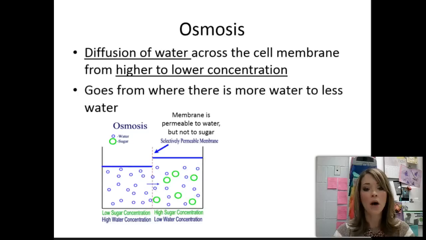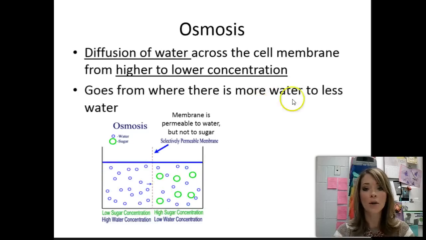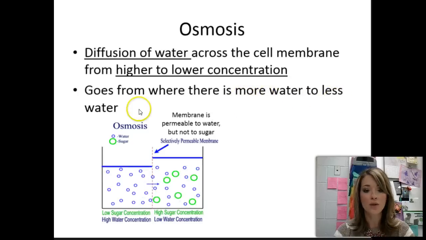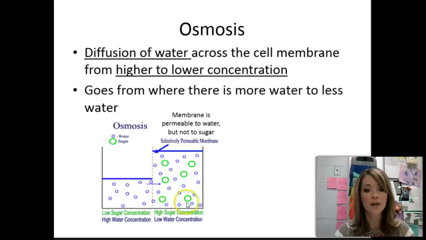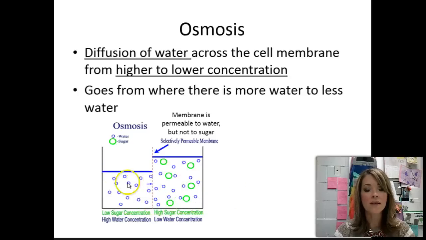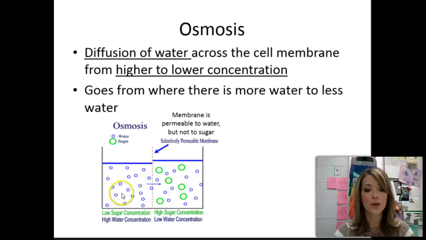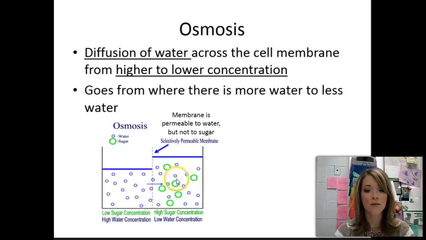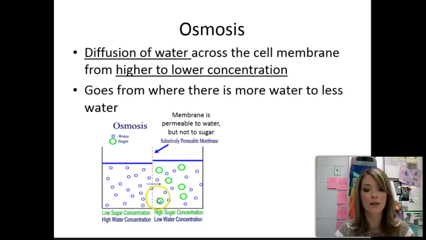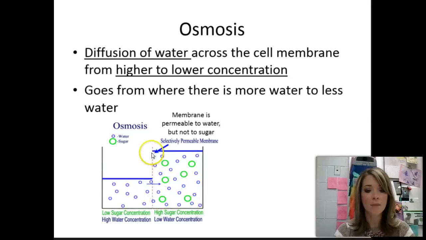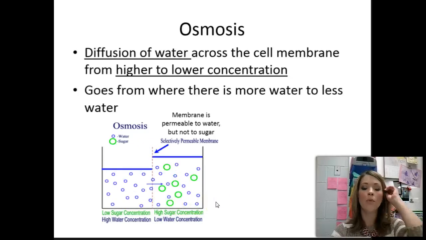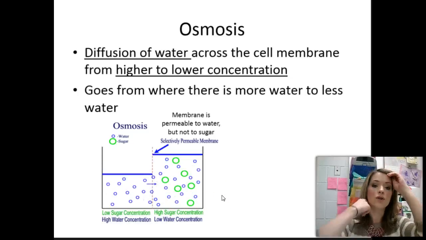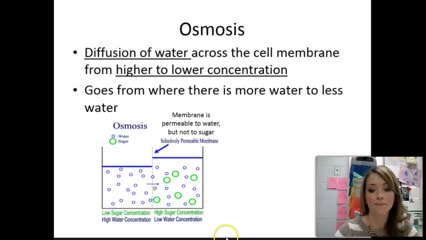And again, the water is going to move from where there's more water to less water, from a higher concentration of water to a lower concentration of water. So you can see here in the animation that this side has a higher concentration of water. This side is lower because it has sugar dissolved in it, so it's going to move to the lower concentration side. This here in the middle is a selectively permeable membrane. The membrane allows the water to go through, but not the sugar. The sugar can't permeate that membrane.